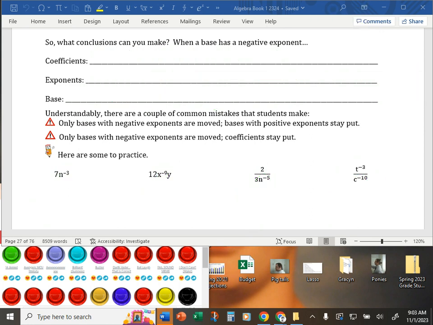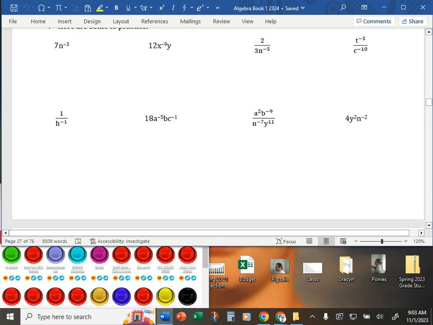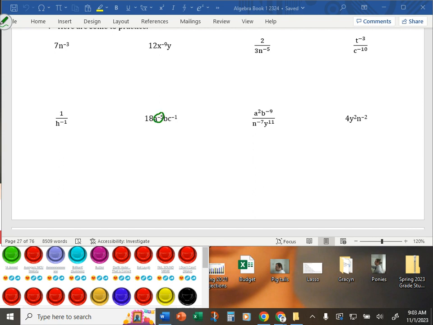Okay. Down a row, next one here. You talk about the 18a to the negative fifth. Yeah. So 18a to the negative fifth, b, c to the negative first. What's getting moved? A to the negative fifth, right? Got a negative power there. Anything else? C to the negative first.